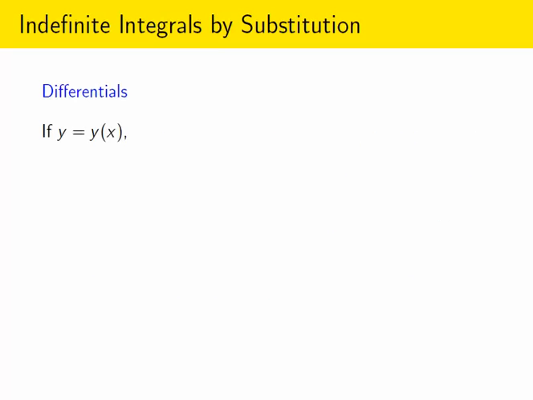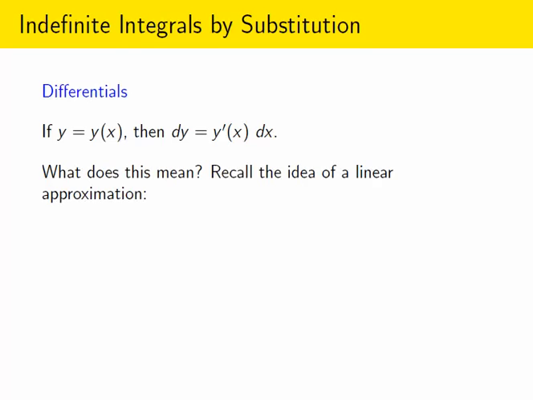The differentials are as follows. If you have a function y of a variable x, then the differential dy is equal to the derivative of y times the differential dx. So this is a relationship between the rate at which the function y changes as the variable x changes. What does this mean, this notation?